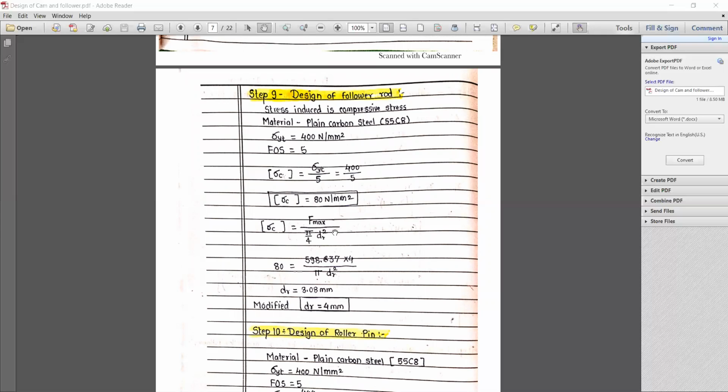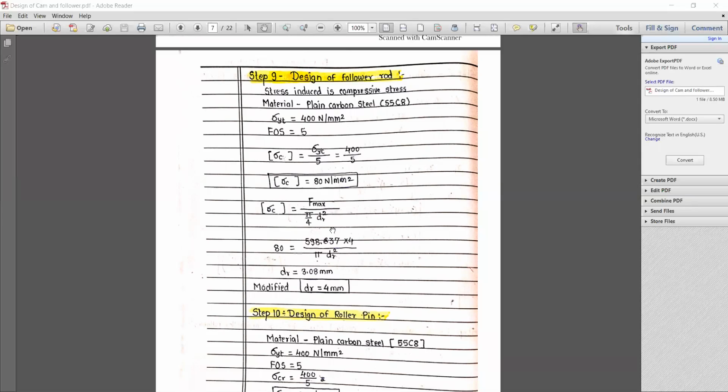Stress is equal to force divided by area, or load divided by area. So sigma c is equal to F max divided by pi by 4 d square, where d is the diameter of the rod, considered for compressive stresses. Putting all the values and calculating, the diameter of the rod is equal to 3.08. Now we have to modify that diameter up to 4. Next one, design of roller pin.